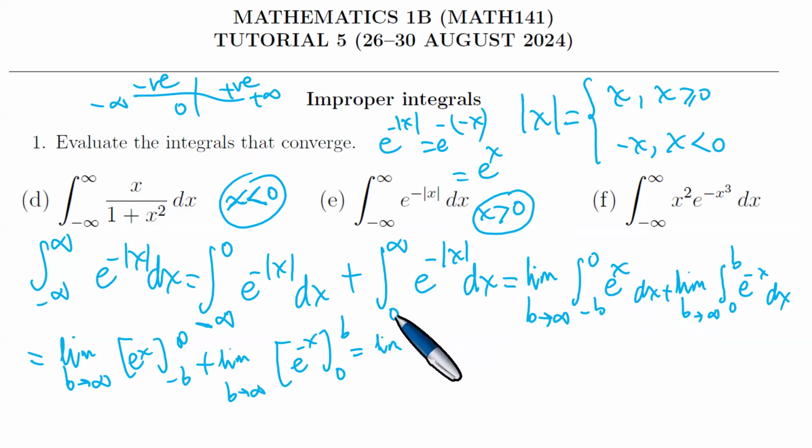And then whenever you're integrating from 0 to infinity, it means that the x's are positive here. When the x's are positive, then the absolute value of x is just going to be x, which gives e to the minus x.